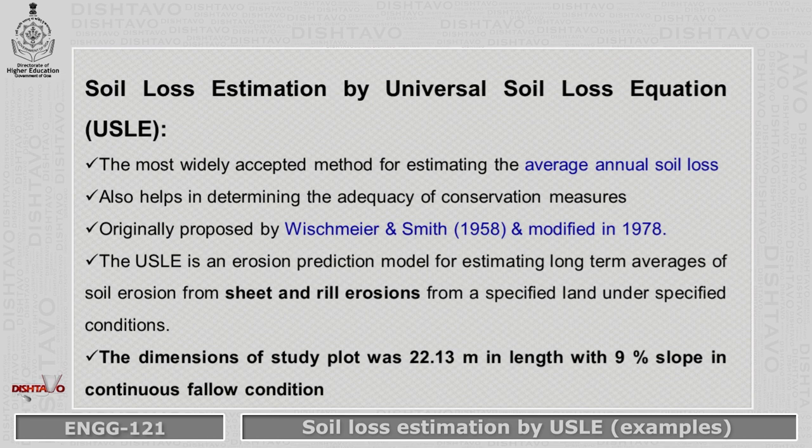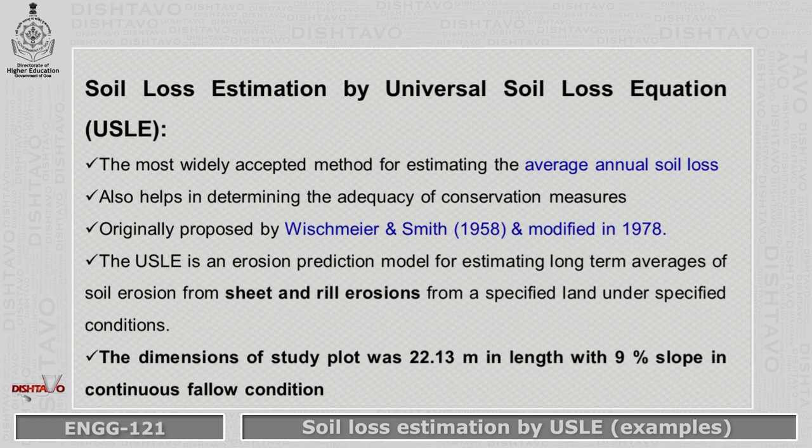This equation was originally proposed by two scientists, Wischmeier and Smith, in 1958 and then modified further in 1978. It is the most widely accepted method for estimating the average annual soil loss. So everywhere this equation is used to find out the average annual soil loss. It also helps in determining the adequacy of the conservation measures, different measures, either engineering or agronomical.